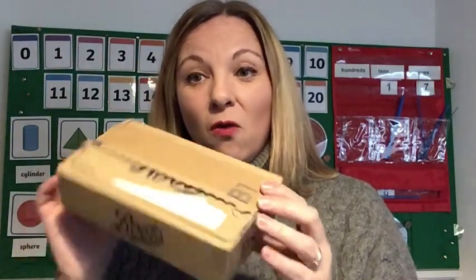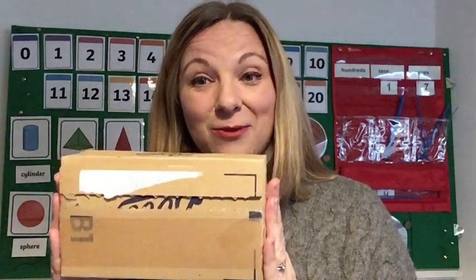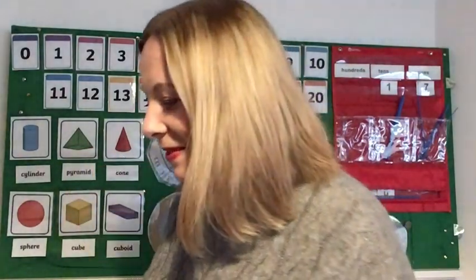This is called a cuboid. All of the faces on a cuboid are rectangles. I wonder if you can find anything in your house that is a cuboid. Go on a shape hunt. Okay, let's have a look at this. What have I got here?